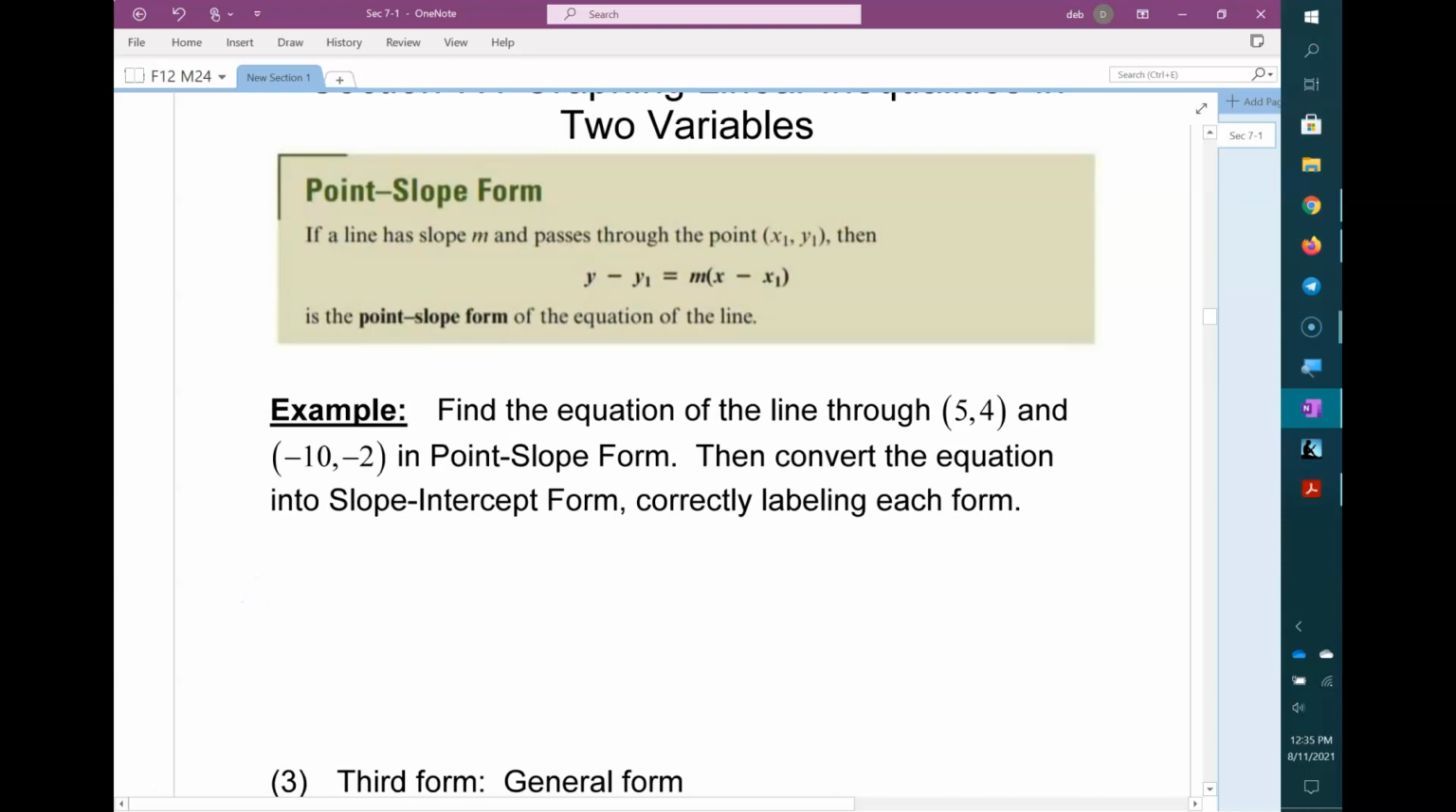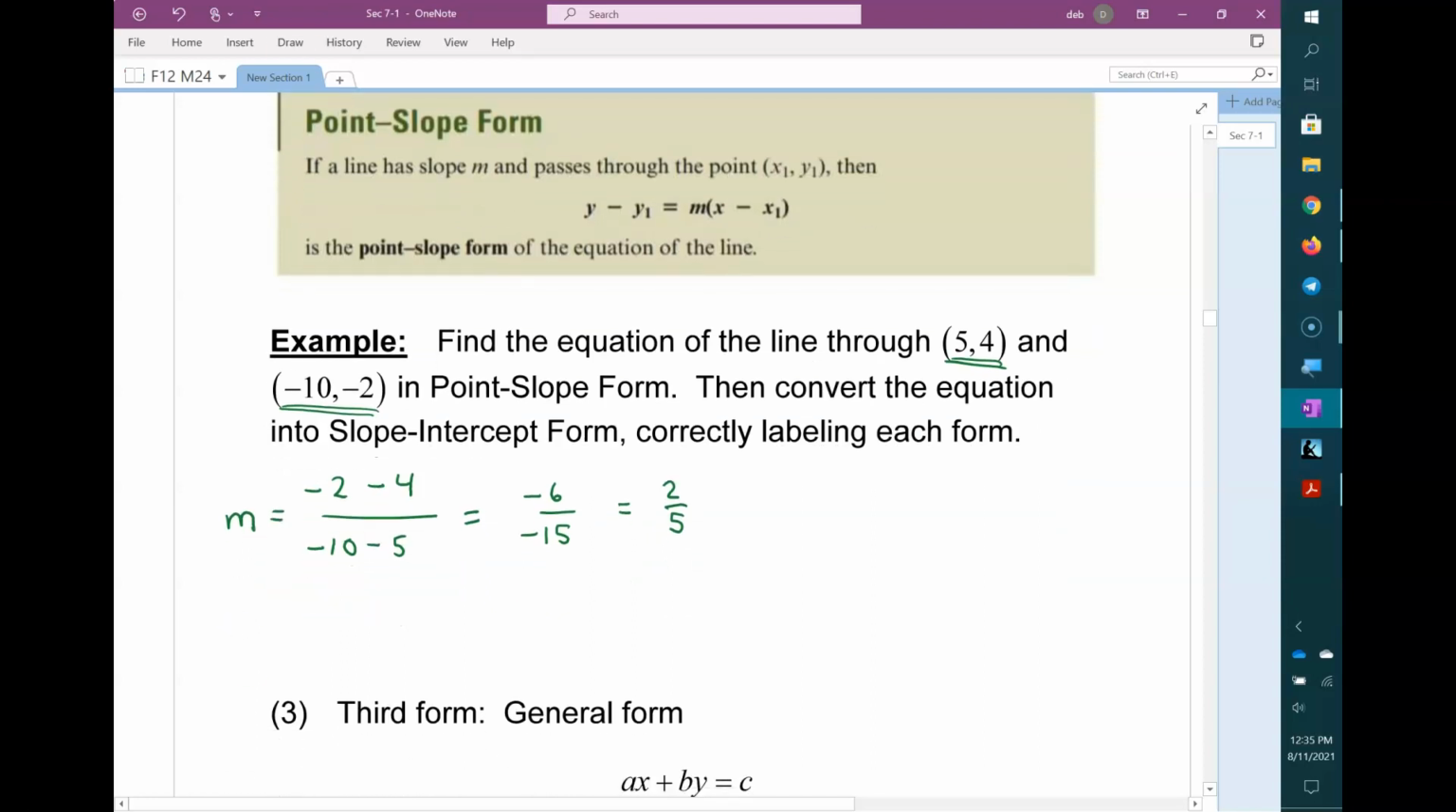Find the equation of the line through the points (5, 4) and (negative 10, negative 2) in point slope form. So first we need the slope. So we're going to say the second y coordinate minus the first y coordinate over the second x coordinate minus the first x coordinate. So I'm going to have negative 6 over negative 15. We never leave a negative over negative, and we always reduce fractions. So this is going to be 2/5 for our slope.